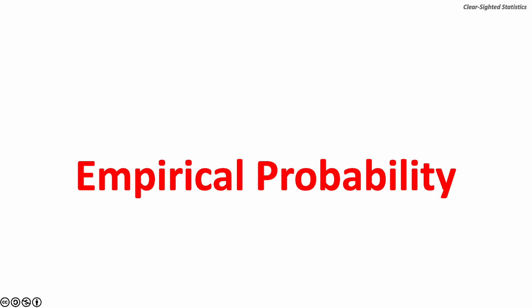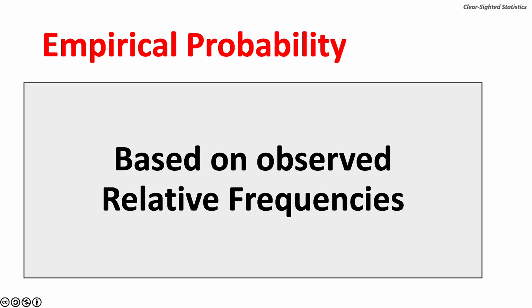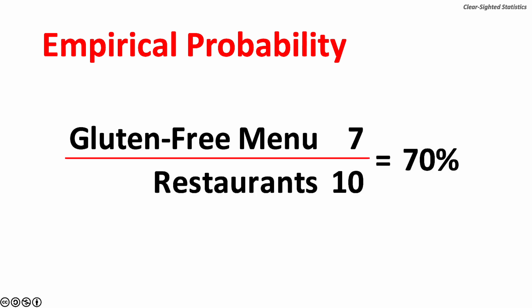Let's turn to empirical probability. Empirical probability is a posteriori probability, or after the fact probability. This form of probability is based on the observed relative frequencies of an event. With empirical probability, the probability of an event is found by the times a desired outcome occurs over the number of observations. Here is an example of empirical probability.